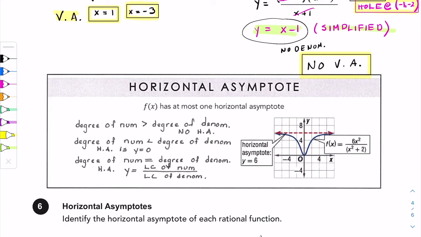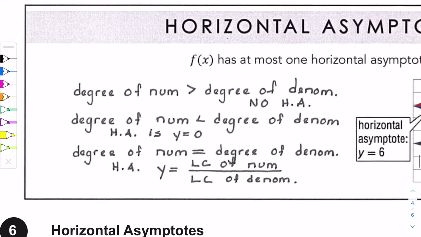And the last thing we're going to cover today is the horizontal asymptote. So the horizontal asymptote is one of 3 cases. So write these down as I go over them. The first case is if the degree of the numerator is larger than the degree of the denominator. In this case, you have no horizontal asymptote. So an example of this could be 3 is greater than 2.